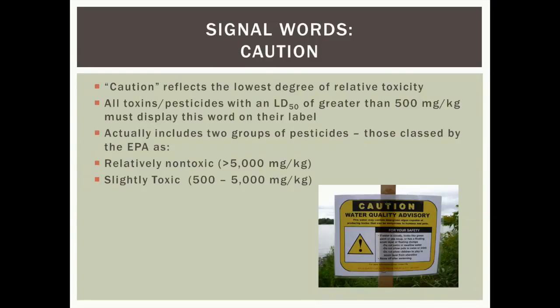Caution reflects the lowest degree of relative toxicity. All toxins or pesticides with a median lethal dose of greater than 50 milligrams per kilogram must display this word on their label. Typically, the caution signal word includes two groups of pesticides classified by the EPA. First are relatively non-toxic, which has a median lethal dose greater than 5,000 milligrams per kilogram, and slightly toxic, which is a median lethal dose between 500 and 5,000 milligrams per kilogram.